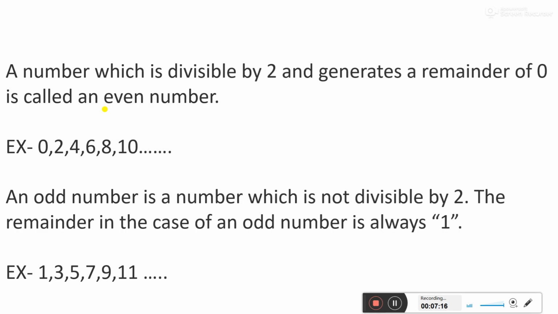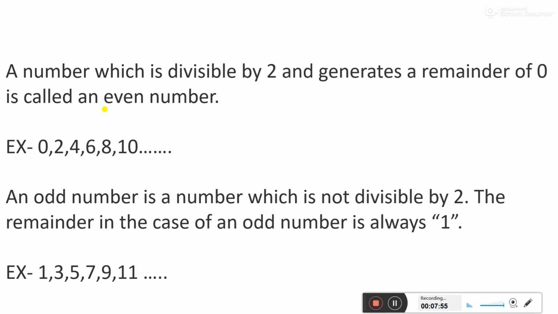Now next step is to check whether the number is odd or even. But before starting that step, I want you to clear what is odd number and what is even number. What is even number? A number which is divisible by 2, which is totally divisible by 2 and generates a remainder of 0 is called an even number. Like 0, 2, 4, 6, 8, 10, these are completely divided by 2. There is no remainder after division by 2. The remainder is always 0 when we divide these numbers by 2.